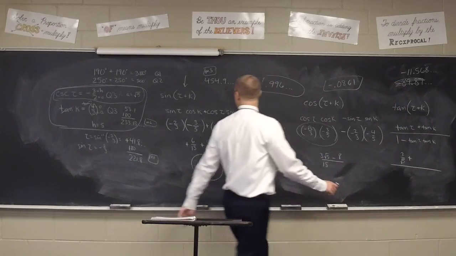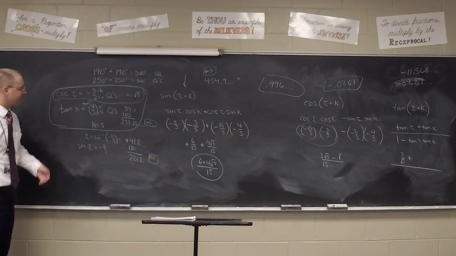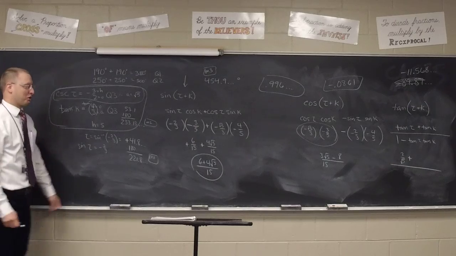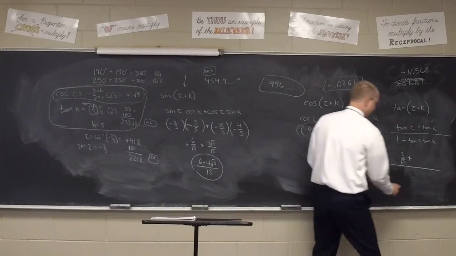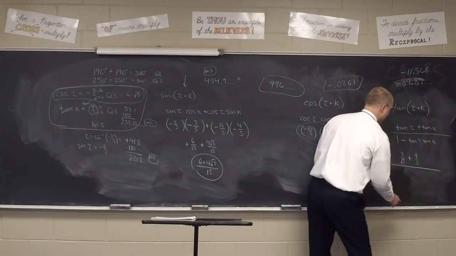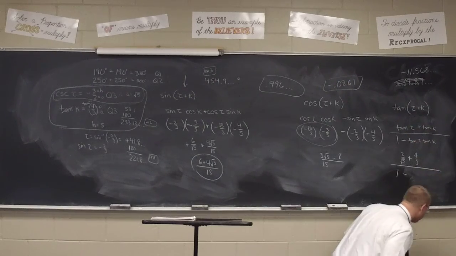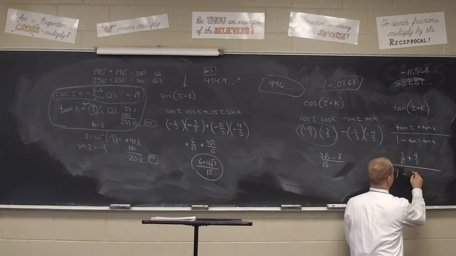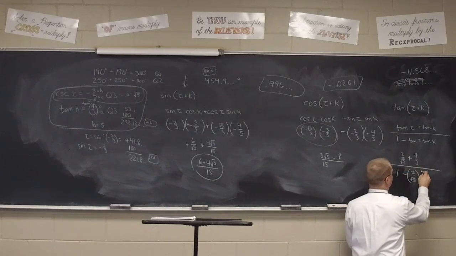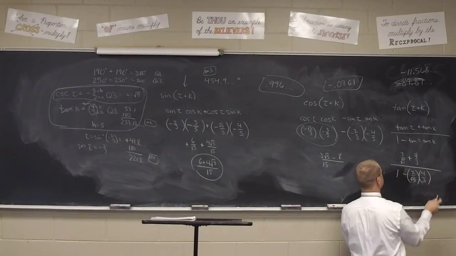Plus, I knew the tangent of kappa, or 4/3, all over 1 minus, and now I need the tangent of tau, which we just wrote down, 2 over square root of 5. And the tangent of kappa, 4 plus 3.